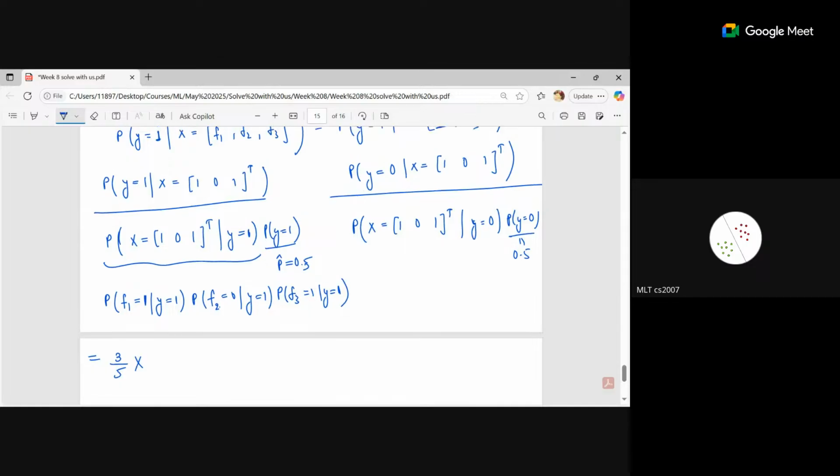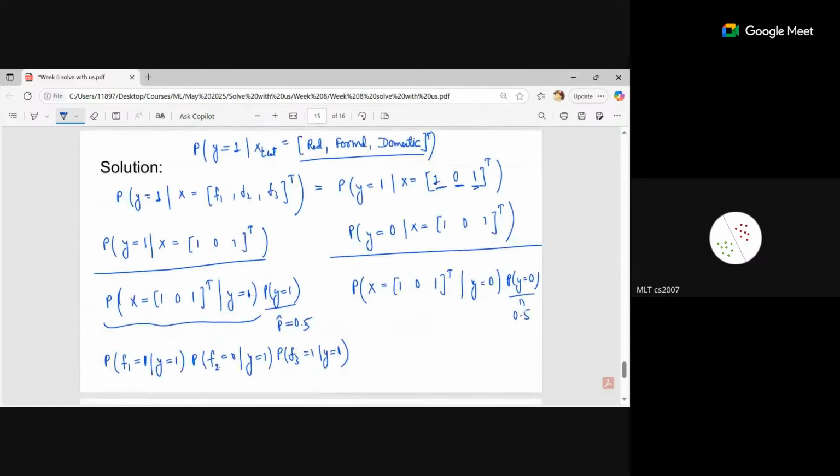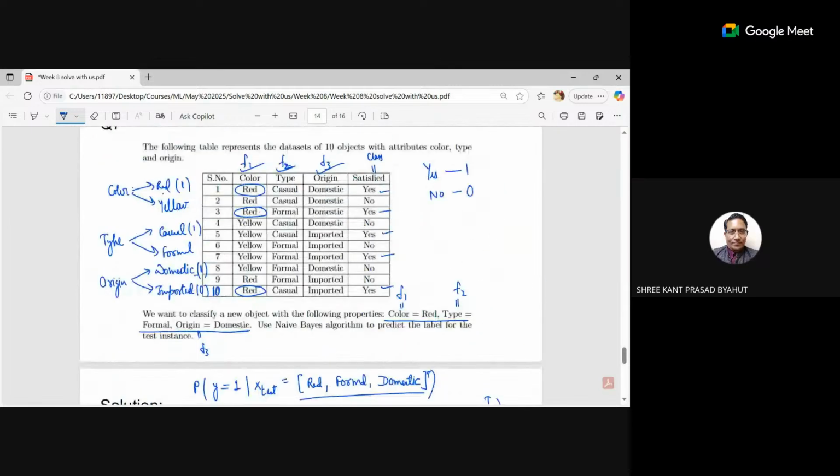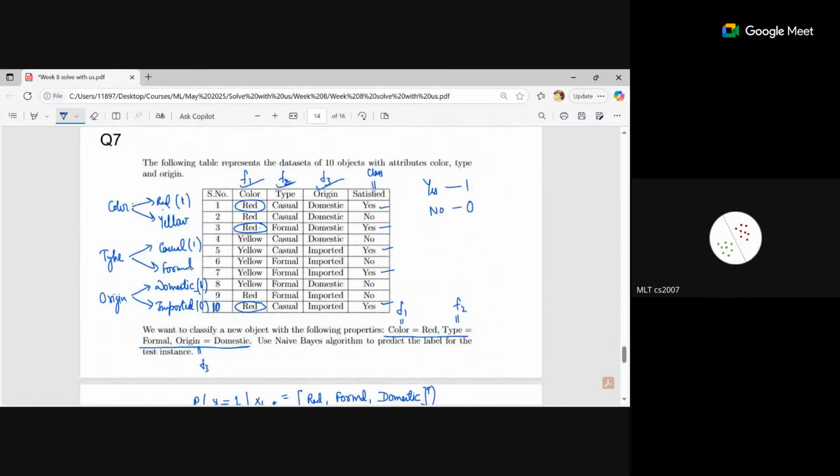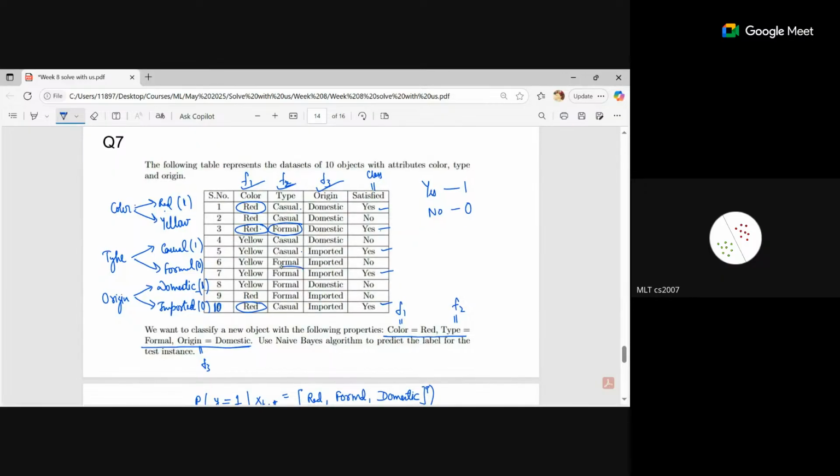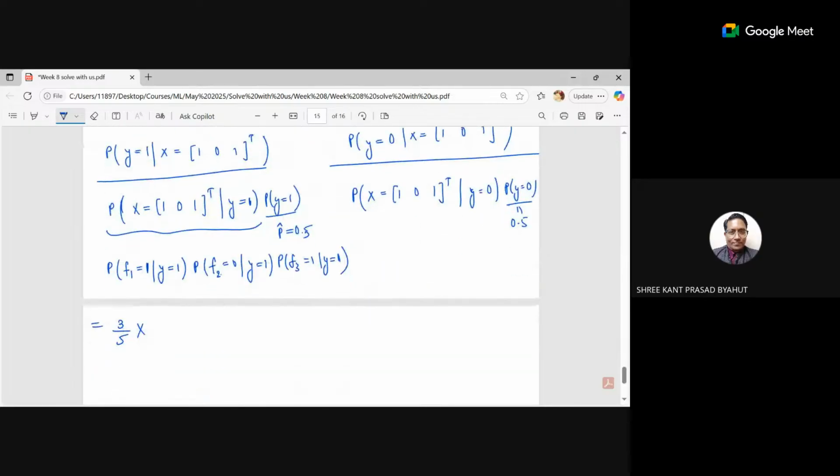Type is equal to formal. 0 is for formal, right? Now look for formal in F2. So this is yes, but it's casual. This is yes, this is formal, so you have 1. This is again casual, so won't be counted. This is yes, this is formal, so 2. And this is again casual, so 2 by 5. Right? So 2 by 5.